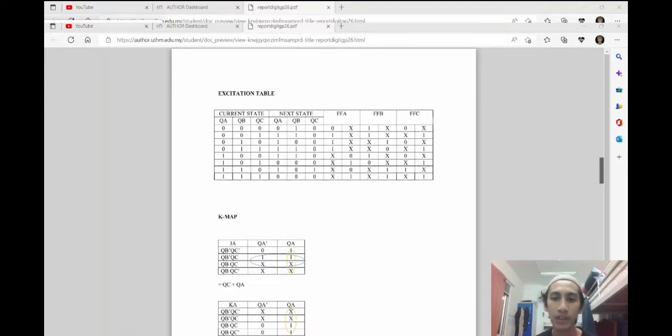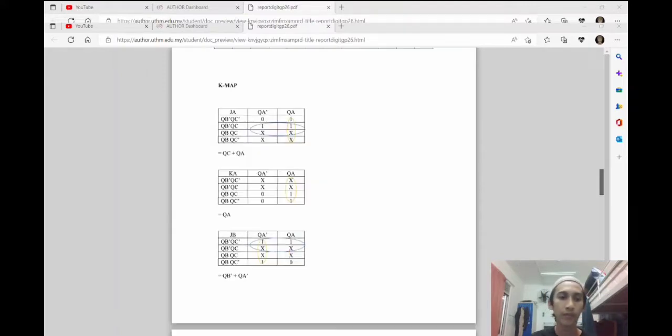For flip-flop C, for the JC, we have 0, X, 0, X, 0, X, 1, X. For KC, X, 1, X, 1, X, 1, X, 1. Right, that's all for the excitation table. We move to the K-map.